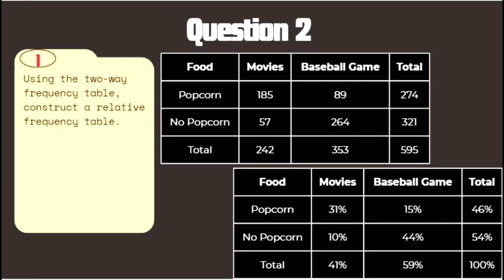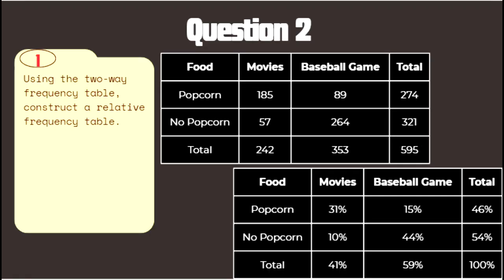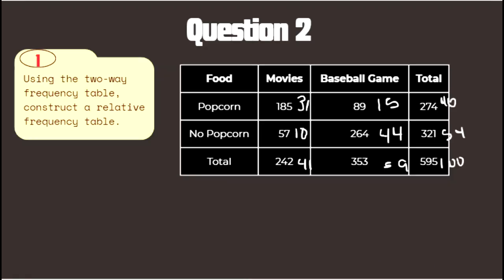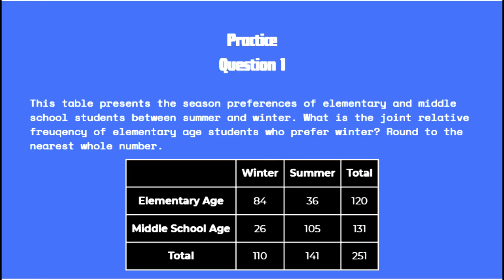Okay, so 31, 15, 46. We did that. 10, 44, 54. Yep. 41, 59, 100. Okay, we got it all right. That's how you make that frequency table.